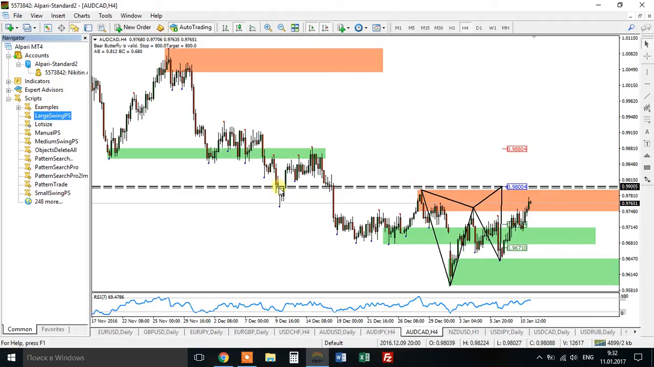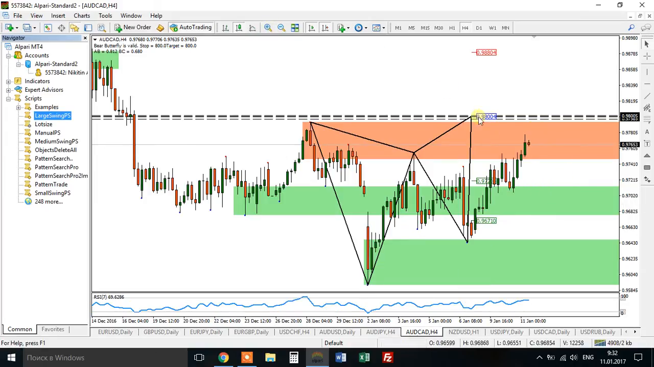We also have a gapping border. This looks appealing to me, so pay attention to this butterfly formation. If price goes a bit higher, touches this level of Fibonacci confluence, then it will be a good opportunity to get involved in a short.